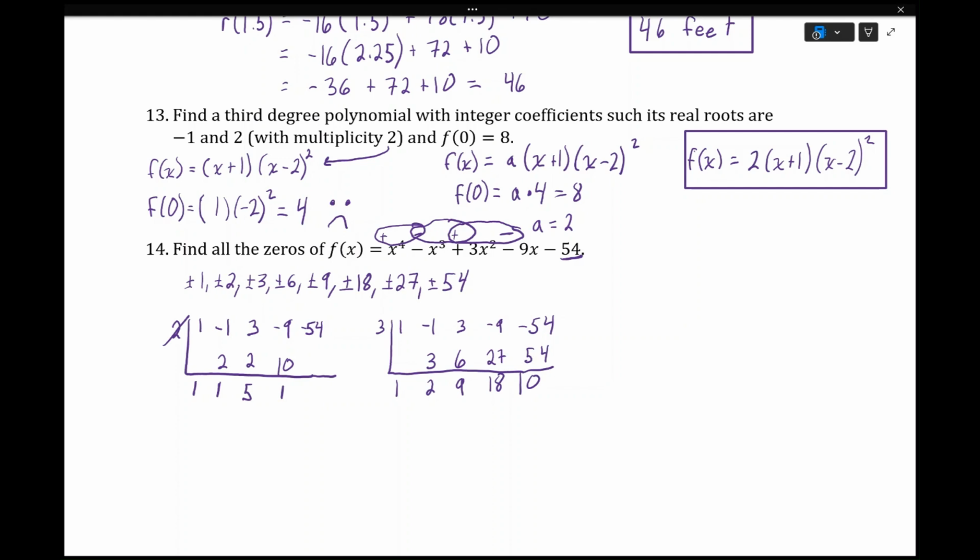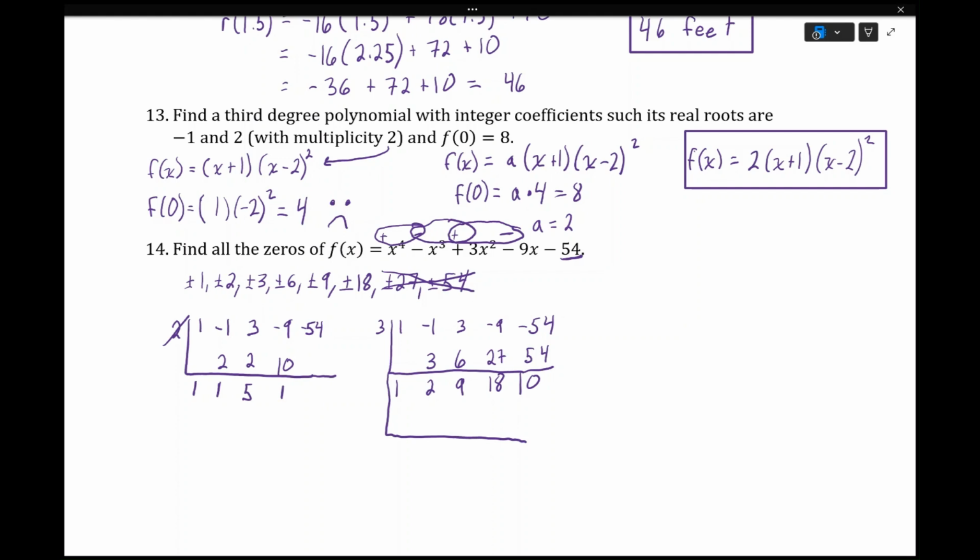All right, so I know one of the zeros, and also since my new ending term is 18, everything above 18 is automatically disqualified from being a 0. And 2 can't be a 0 because it wasn't a 0 of the original fourth degree polynomial. So 3 worked.